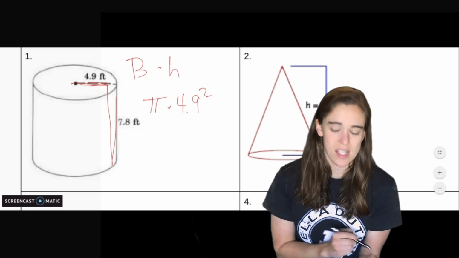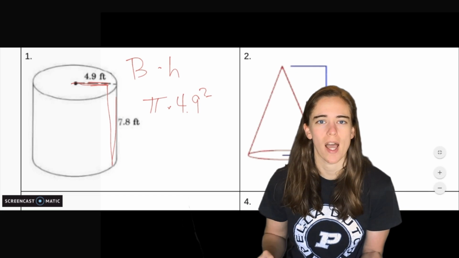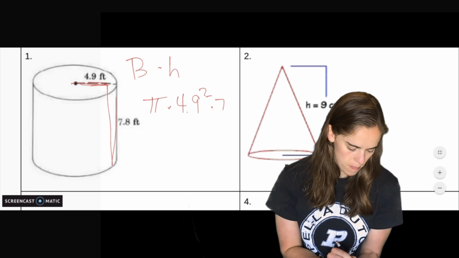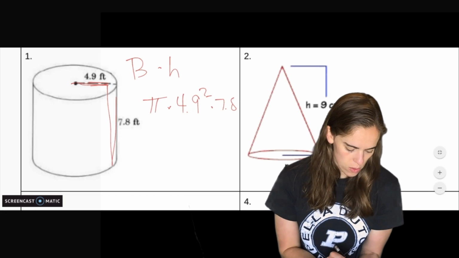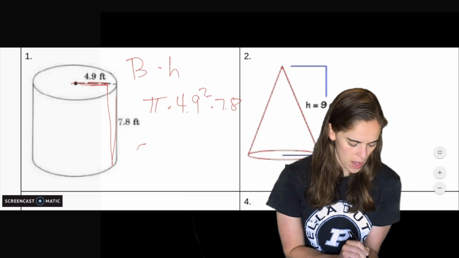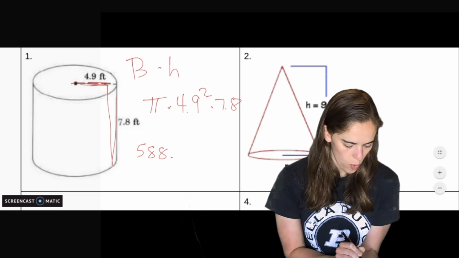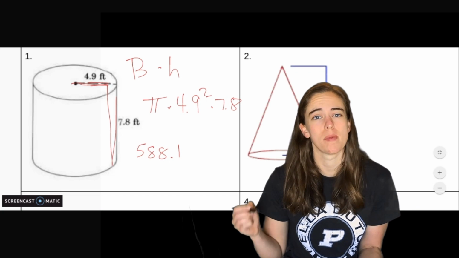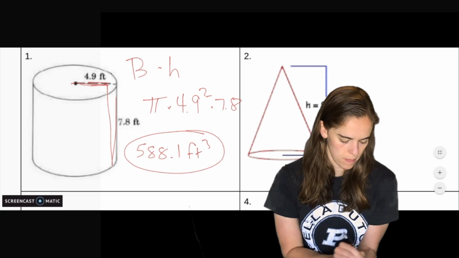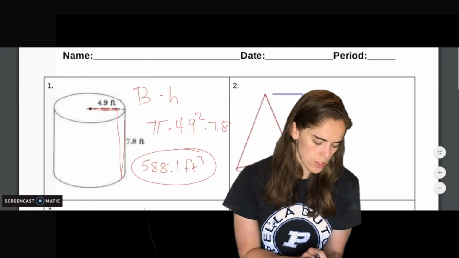So there we just did the capital B, now we're going to go ahead and multiply by H. Our H was 7.8. So we're going to multiply those all together. Alright, when we do that, I got an answer of 588.1, and our label is going to be feet cubed. Alright, let's move over to number 2.